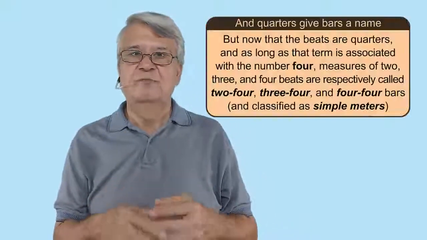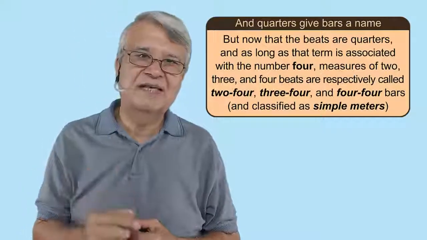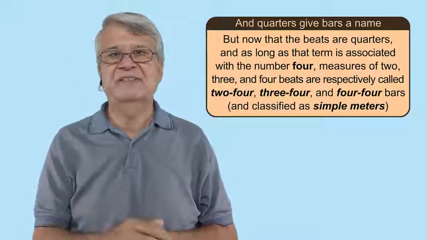Regarding the measures or bars, the ones treated so far with 2, 3, or 4 beats have a general character, but when the beats correspond to a quarter, or in other words, the quarter is the beat unit, as the term quarter is associated with the number 4, these measures become specifically 2-4, 3-4, and 4-4 measures. Pretty simple, right? And that is why they are formally classified as simple meters.